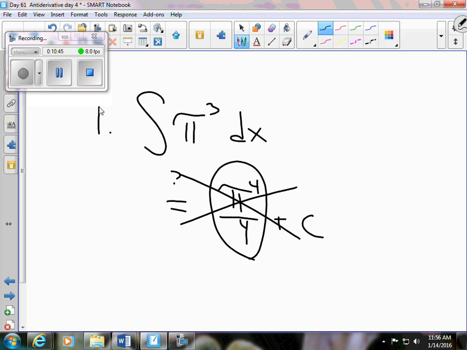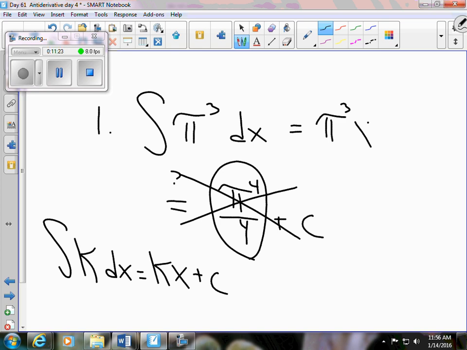Do you remember that one of the rules we just went over says when you integrate a constant, because pi doesn't change, and pi cubed never changes. It's always the same number, just like 7 never changes. The number e is a constant and never changes. It's always 2.7, even though it's irrational, it stays the same. So when you integrate a constant, you multiply that constant by x. And so this is just going to be pi cubed times x.